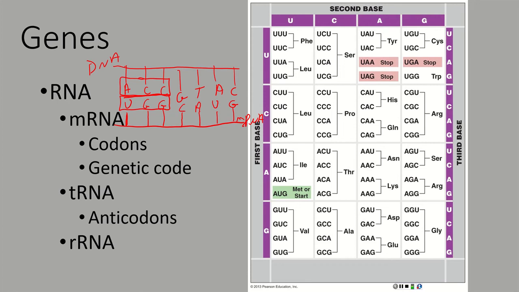Now, if you don't remember what an amino acid is, go back and review proteins from Chapter 2, the very last lecture of Chapter 2. Remember, amino acids are the monomers for protein. Amino acids, when they're strung together, fold up to make a protein.